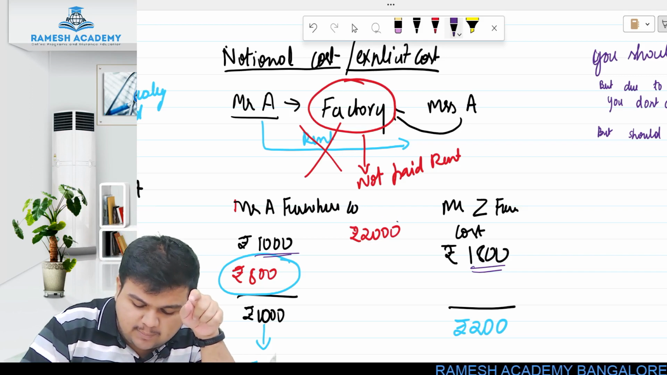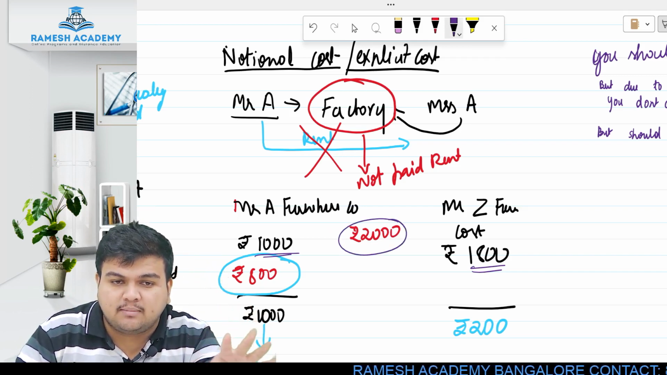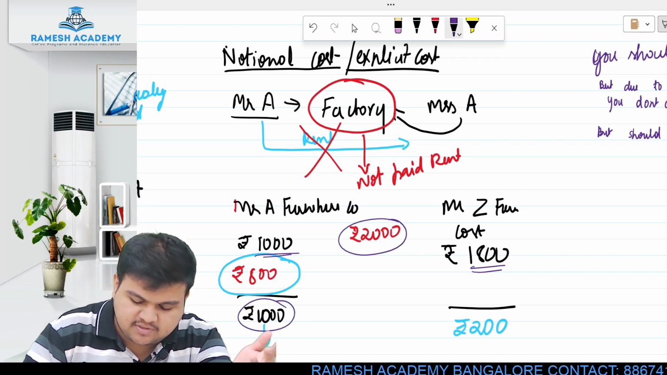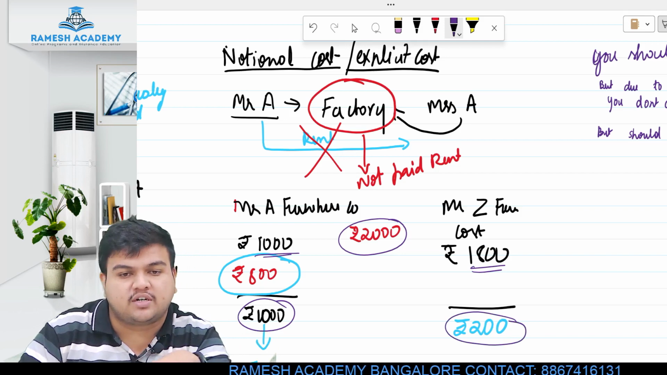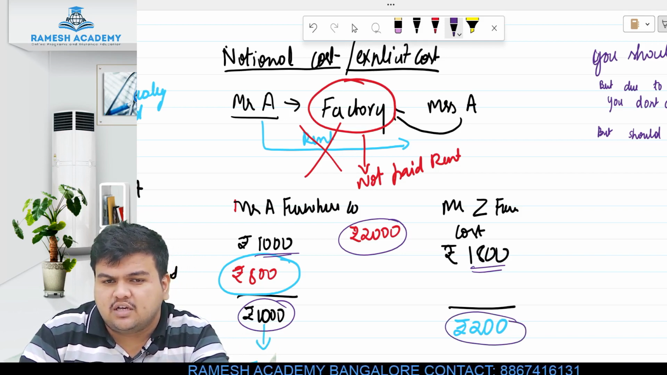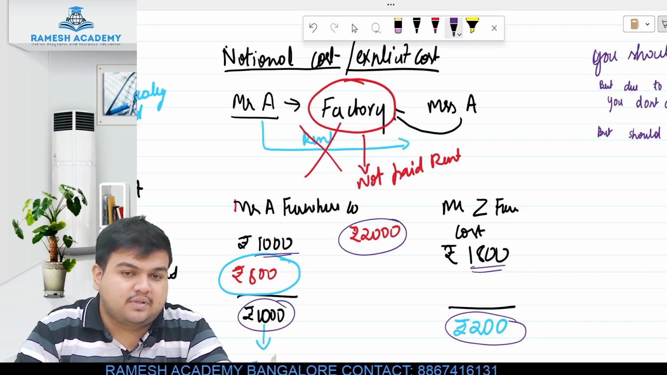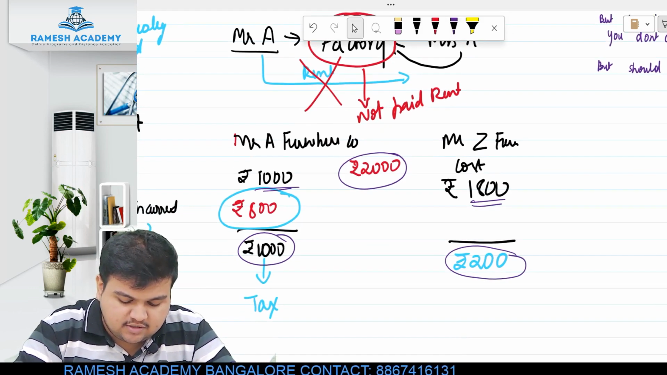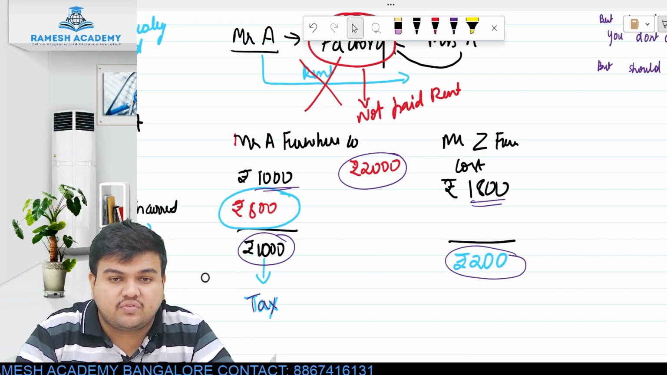So when they sell the product at rupees 2000, what is the profit that Mr. A earns? 1000 rupees. What does Mr. Z earn? That is rupees 200. So now, is Z happy or A happy? Looking into that, A looks happy, but A had to pay taxes on rupees 1000. This is not a right representation of the cost sheet.